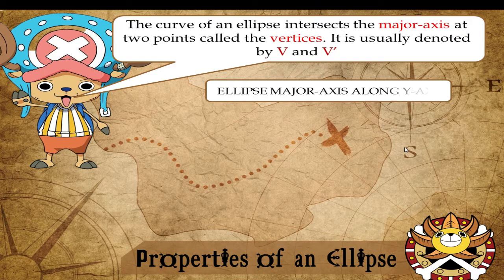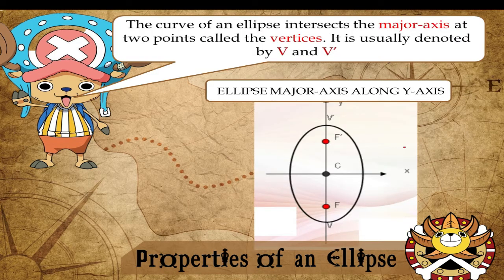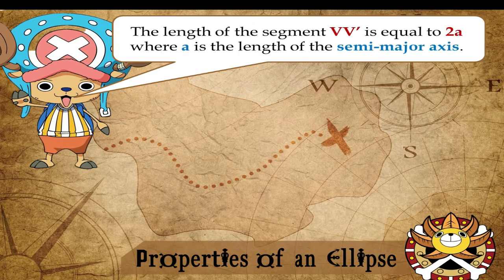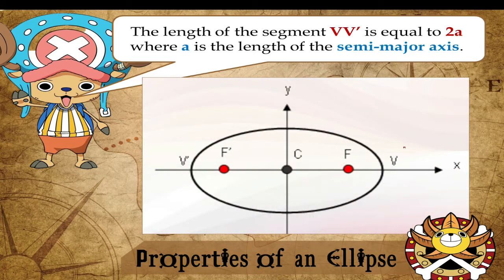The second property is, this is the ellipse with major axis along the y-axis. So, it is vertical, class. The length of the segment VV' is equal to 2a, where a is the length of the semi-major axis. So that means the length of the vertices from here up to here is equal to 2a.